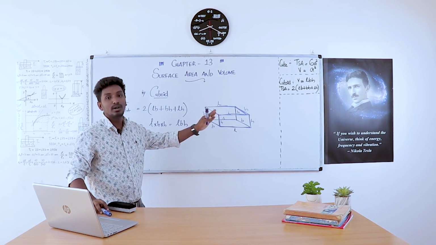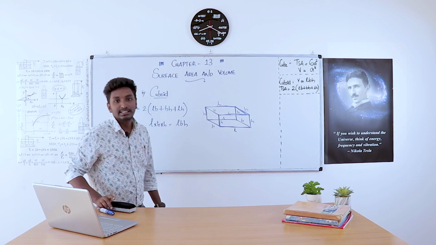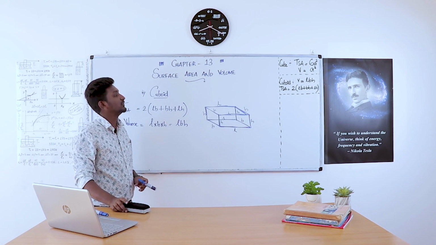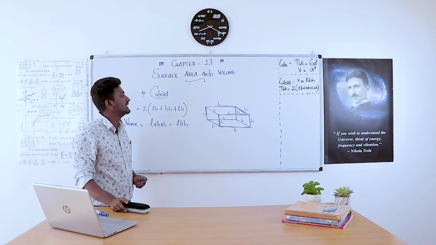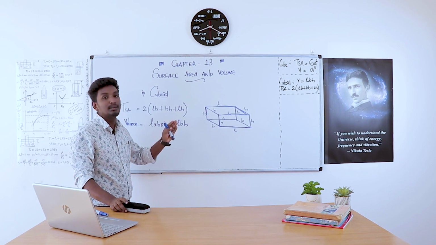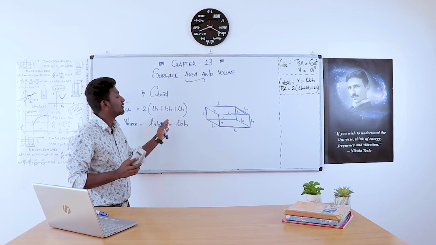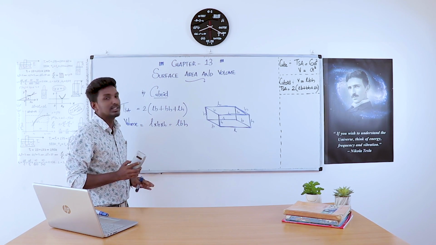Then moving to the cuboid, what is the total surface area? It is 2 into (LB plus BH plus LH). And in the case of a cuboid, what is the volume? It is length into breadth into height, LBH. Okay, we completed the total surface area and volume of two figures.